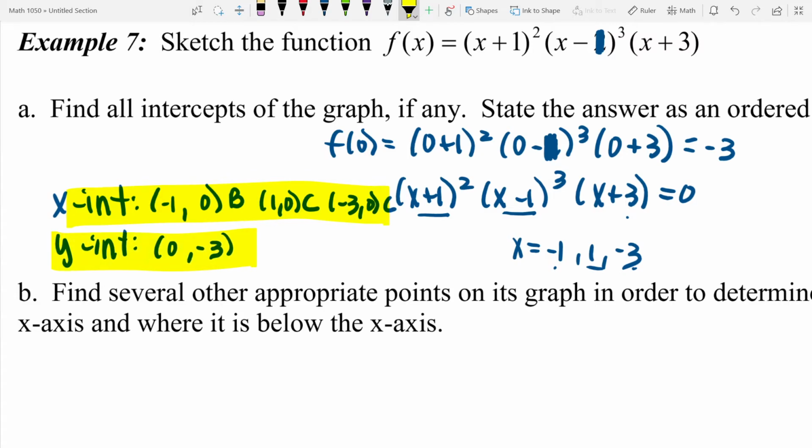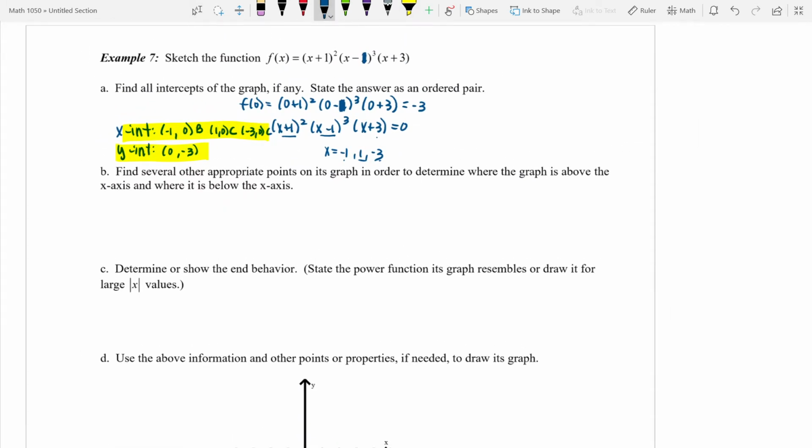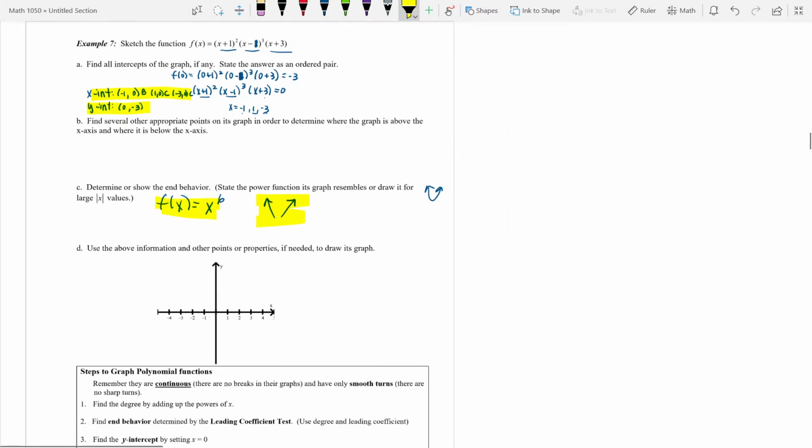Part B, skip it. Show the end behavior. Okay, everybody write f of x equals x to the, everybody tell me, 6. That's correct. Yep. 2 here, 3, 4, 5, 1 more gives me 6. I know that's a parabola that opens up, so my end behavior is left up, right up. There we go.